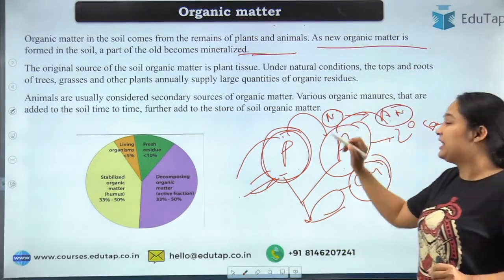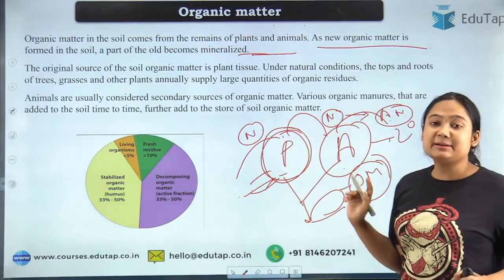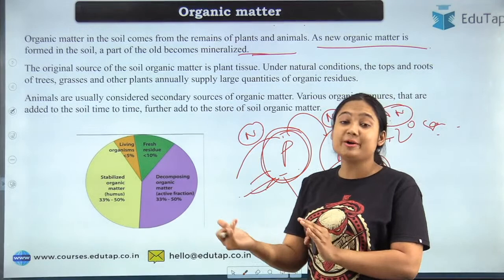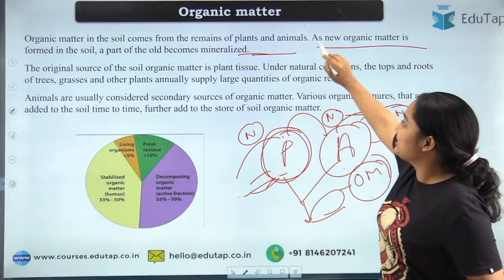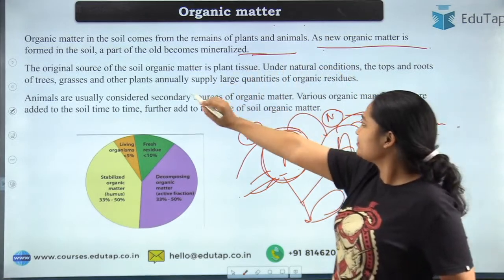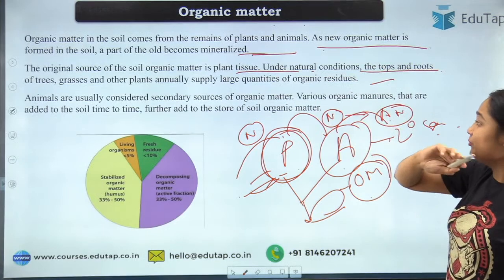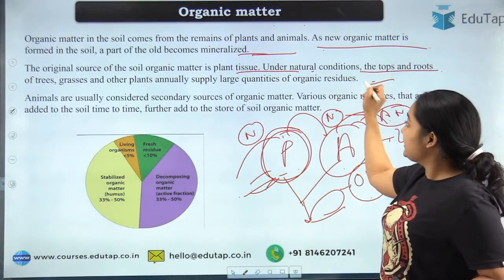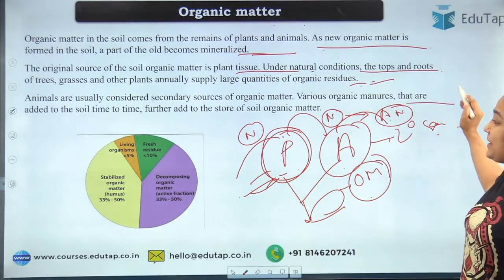We all know that nitrogen gas is the highest in the atmosphere, but the plant still can't take it, because it is not provided in the available form. The available form should be there, and that is done by the decomposition process. Plant tissue, in natural conditions, everything acts as residue. Every part of the plant acts as a source for decomposition. So various manures are there.